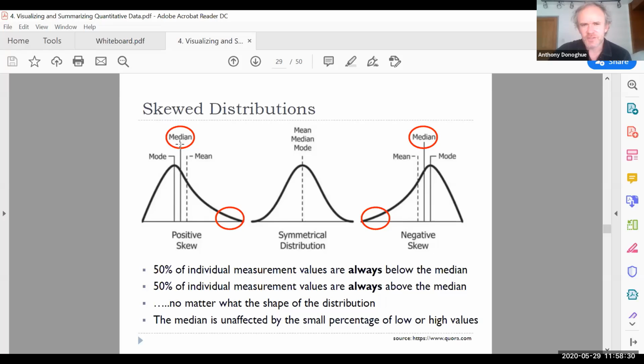A good measure of central tendency has 50% of values below it and 50% of values above it. So in skewed data like this, the mean gets pulled up here, it's not in the middle any longer. Same over here. The small values will pull the mean towards it, meaning it's no longer in the middle. And so, therefore, it's no longer a good measure of central tendency.